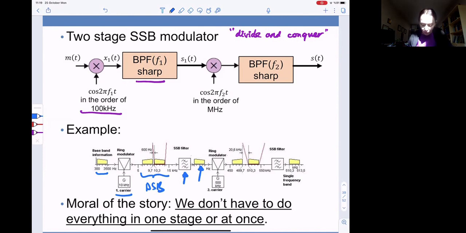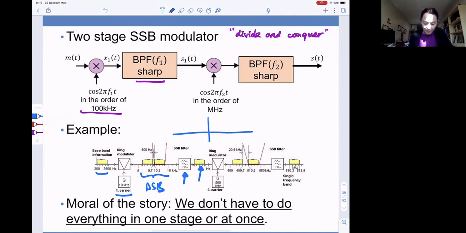And now, what does the SSB signal look like? This is 10 kilohertz. And this is my upper sideband signal. This is the first stage modulator. What is the gap in between? It is 20 kilohertz.